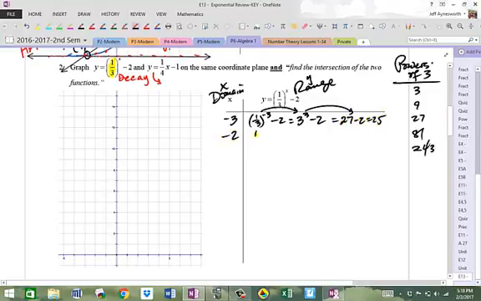When x is -2, you get 1/3 to the -2 power minus 2, which is 3 squared minus 2, which is 9 minus 2, or 7. We can graph that one. So we're not going to graph the first point, but we're going to graph the second point.